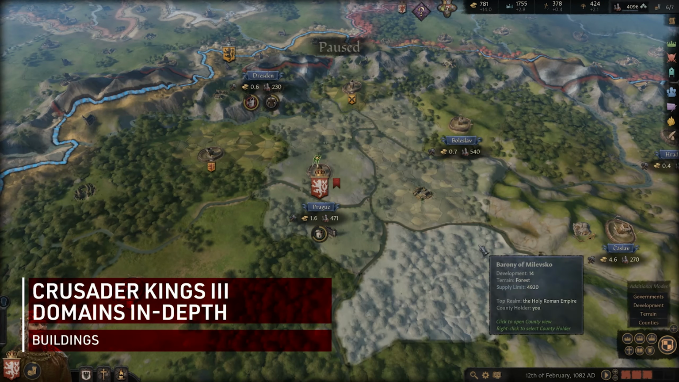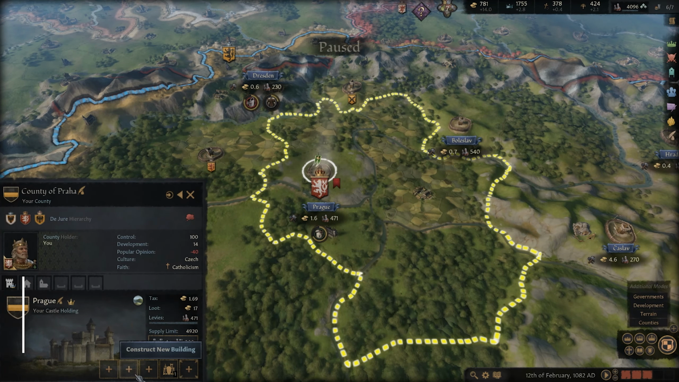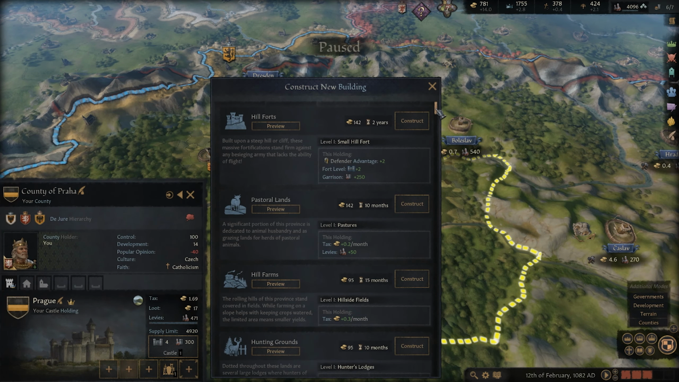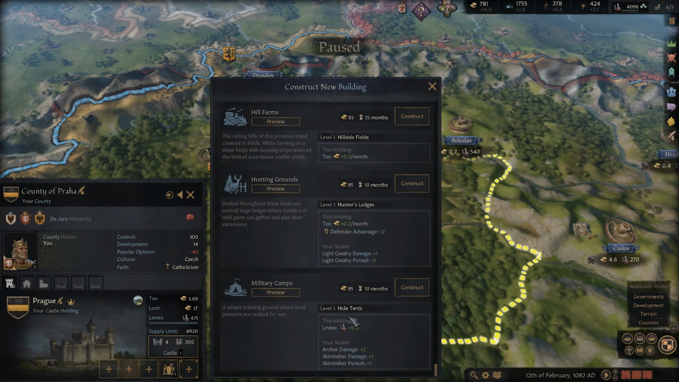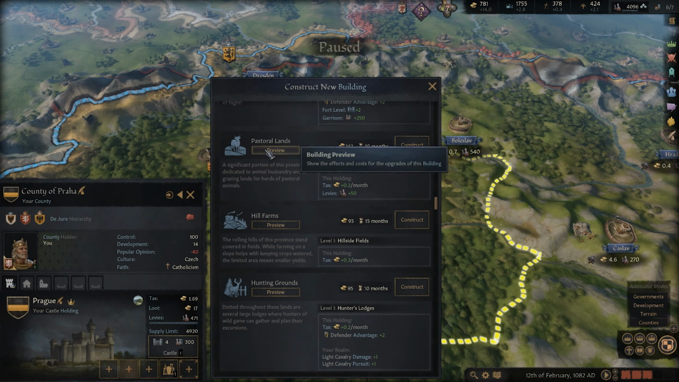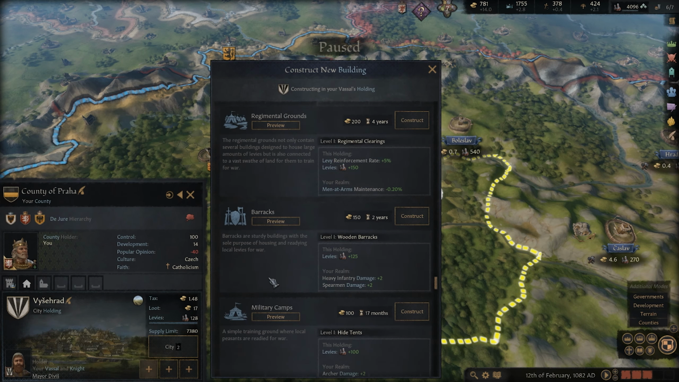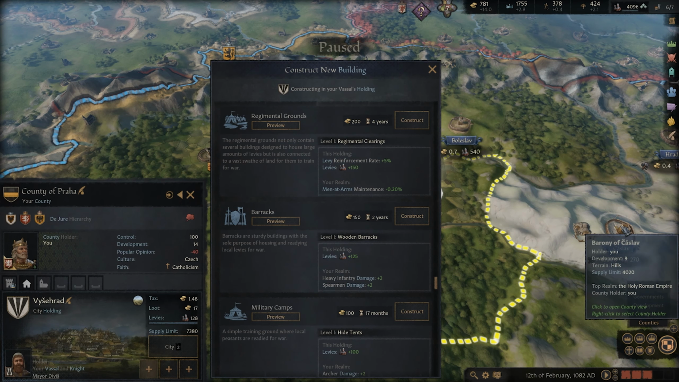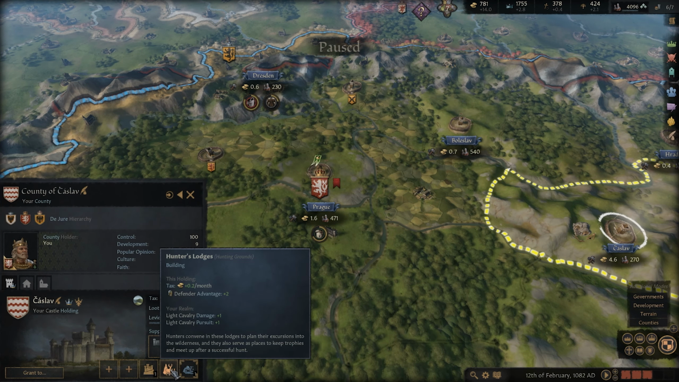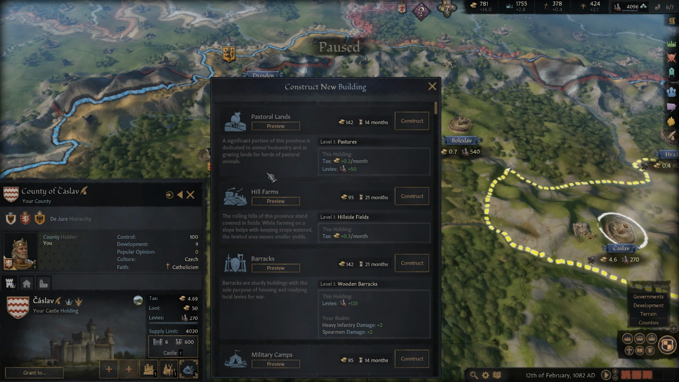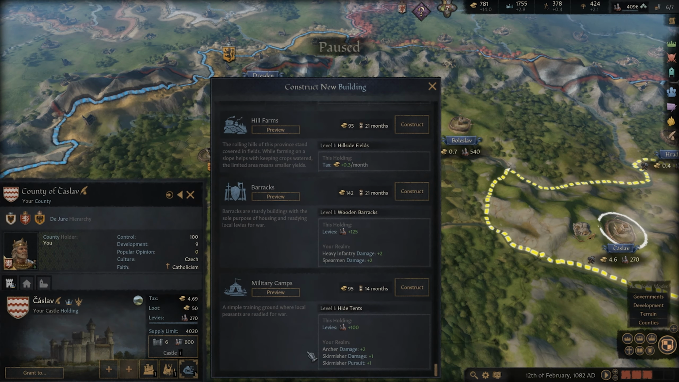Buildings. When you are finally able to construct some buildings, which I have said in past videos should be later in your campaign, not at the start, it can be a bit daunting to figure out what to construct and where. This is especially true if you have a lot of holdings. For starters, there are a certain number of buildings that are available across all holdings, such as the barracks, military camps, and pastoral lands. These buildings will typically raise levies and taxes, with the military building boosting certain men-at-arms units.